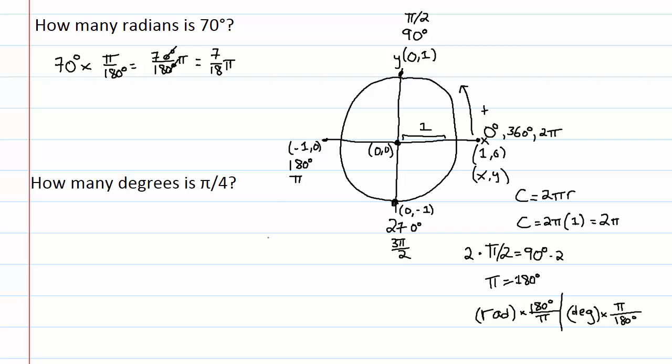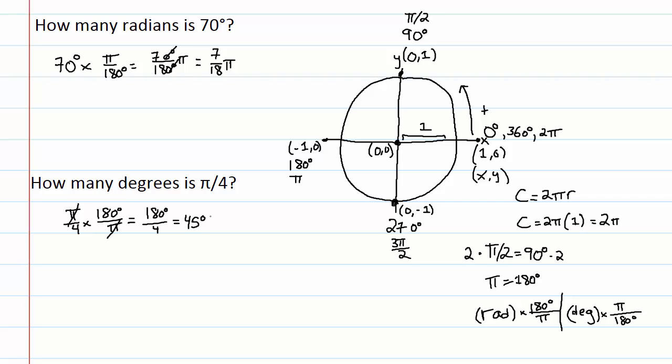Our second problem, how many degrees is pi over 4? Well, anything with pi is going to be radians. And we need to get to degrees, so we'll multiply by 180 degrees over pi. The pi's will cancel out. We'll be left with 180 degrees over 4, which is the same thing as 45 degrees.